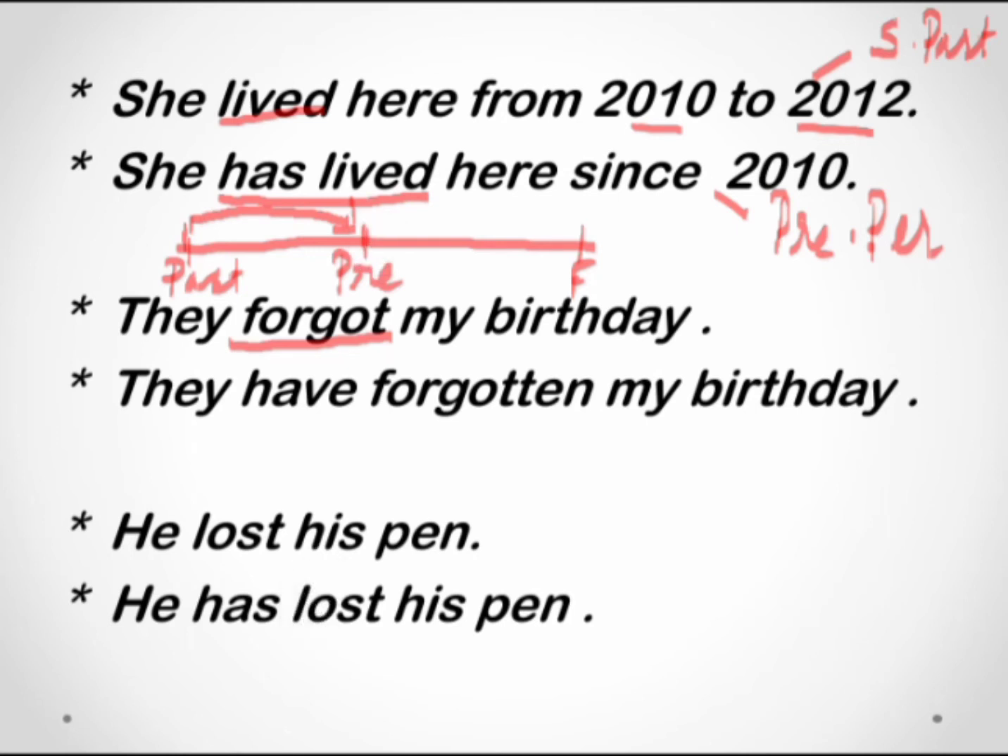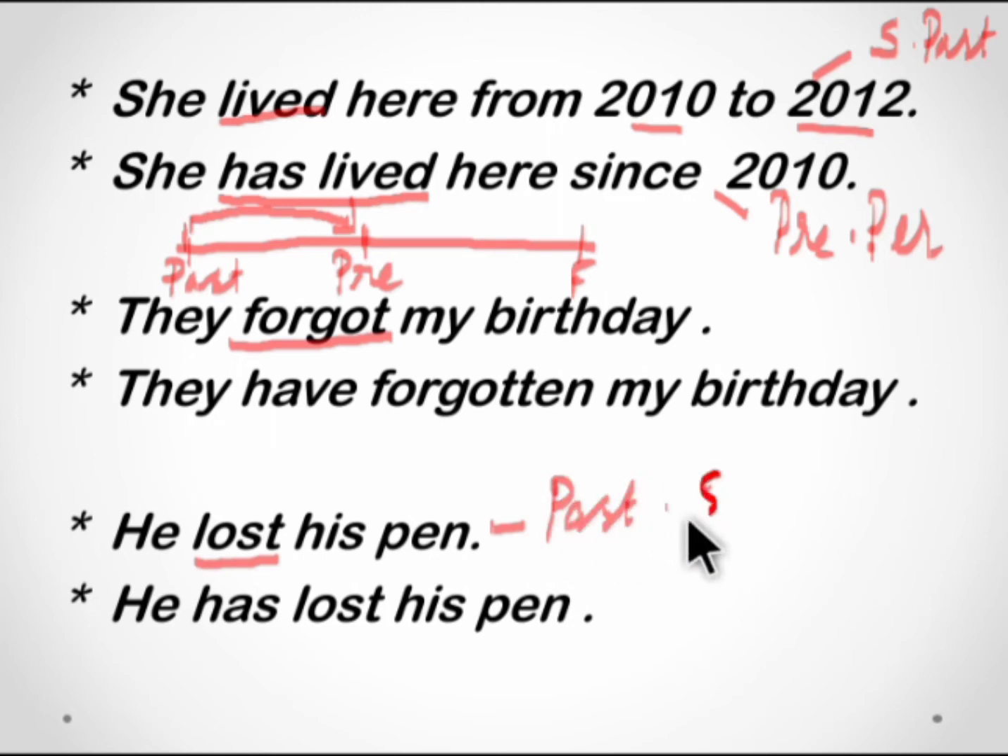Now look at the next sentence. He lost his pen. This lost is the past tense. He lost. We don't know whether he found it or he didn't find it or he didn't bother about it. So that action is finished. It is completed. That action took place in the past tense. Here, and this is past.